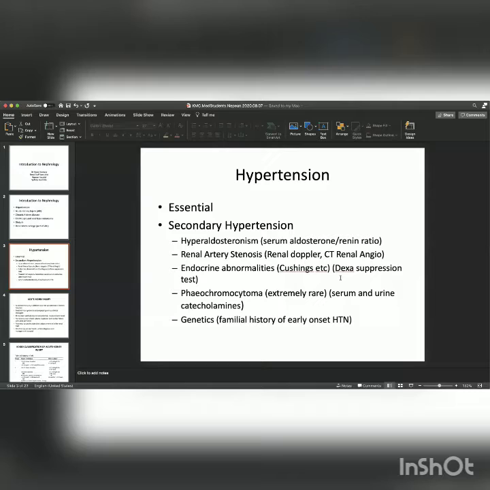The first one is hyperaldosteronism. If you know the anatomy of the adrenal gland, it's got the adrenal cortex and the adrenal medulla. The adrenal cortex produces aldosterone from the outer layer. Aldosterone is extremely important in maintaining your postural blood pressure and also your blood pressure per se. Now, usually the trigger for aldosterone is renin-angiotensin.